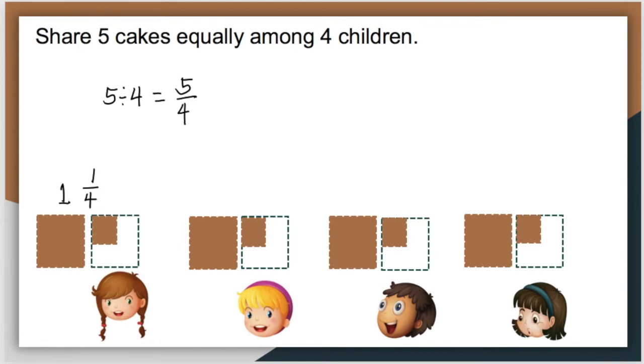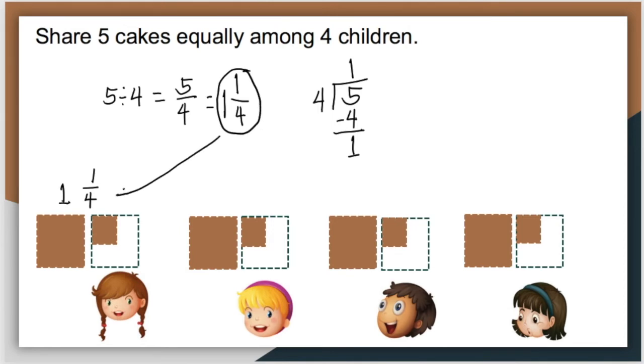So if we are going to divide 5 by 4, how many 4s are there in 5? We have 1 whole. 1 times 4 is 4. And then if we subtract the 4 from 5, we will have a leftover of 1. So 5/4 is the same as 1 whole with a remainder of 1/4. And this is our answer. Isn't it the same as the one that we have here using a diagram?